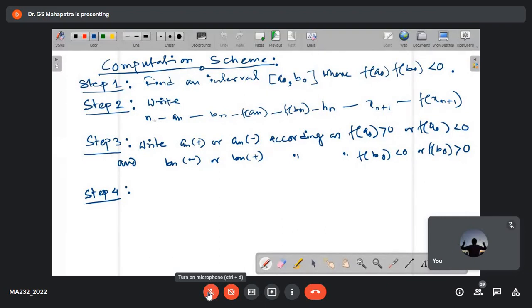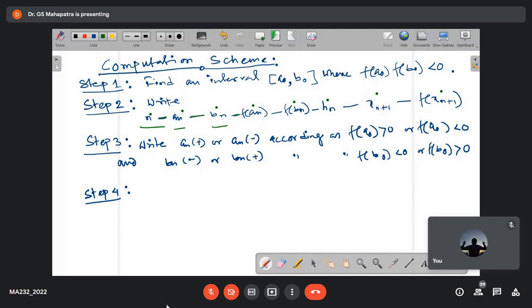Now in a computational table, what you have to write? You have to write n. What is the meaning of n? Number of iteration. Now an, bn, you know already, lower bound, upper bound, correct? f of an, these are hyphen, okay, not minus. In the table you need all these entries: 1, 2, 3, 4, 5, 6, 7, 8. These 8 entries are required for your new computational scheme, regula falsi method.